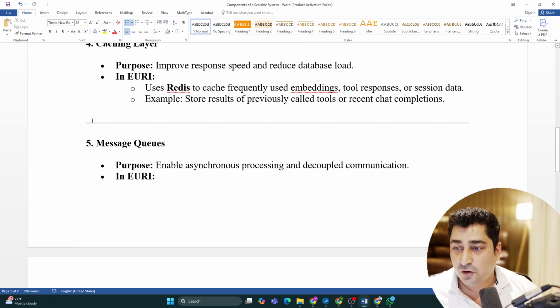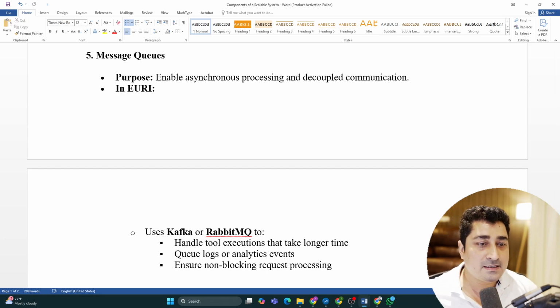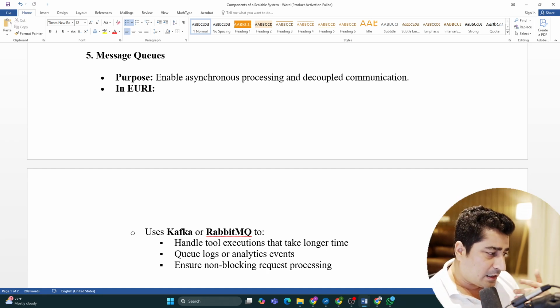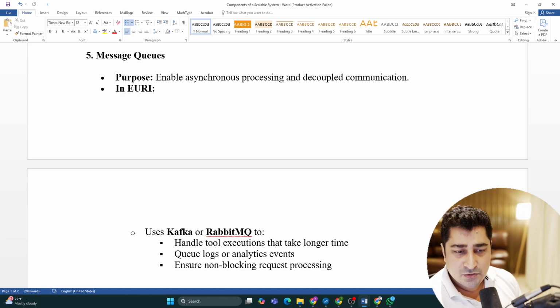Now, the fifth component that we are using over here is called a messaging layer. What does this messaging layer do inside Eury? We are using RabbitMQ over here. There are other alternatives like Kafka, you can go ahead and use it. But we are using RabbitMQ for this messaging layer.